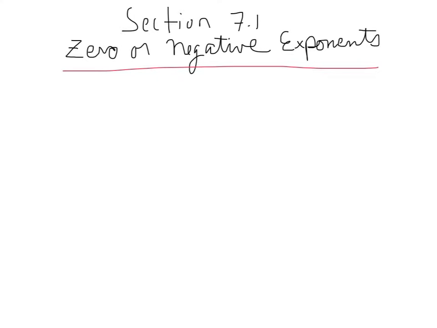This section talks about exponents, specifically 0 as an exponent and negative exponents. You remember from before, if you have an expression like x squared, that equals x times x. X to the fourth power just means you multiply x times itself 4 times.